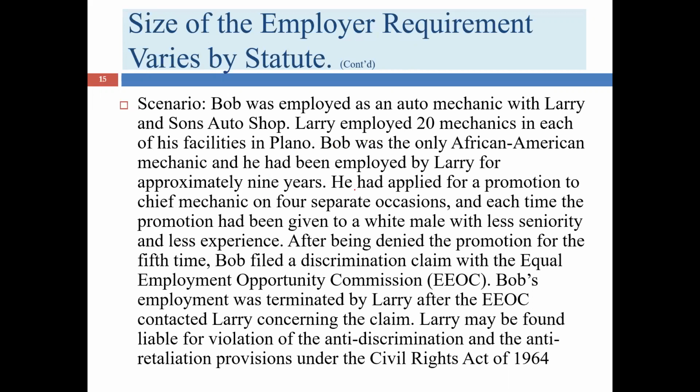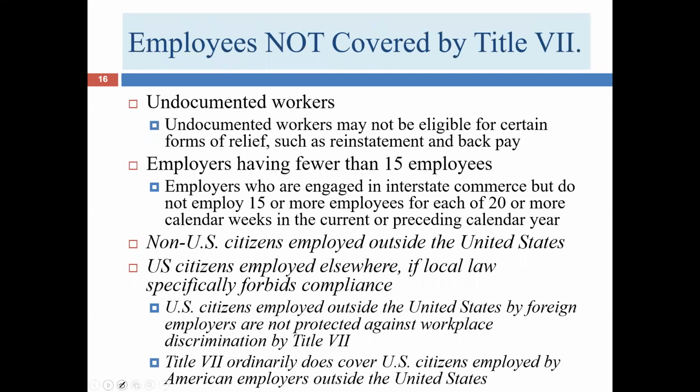He's applied for promotion, but every time a Caucasian man with less experience has been promoted. So Bob finally has had enough of this, and he files a charge of discrimination. He's fired after he files this charge. So under those circumstances, the owner of the business, Larry, can be found liable for discrimination under Title VII because, again, more than 15 employees, and also because of the retaliation. So it's discrimination and retaliation in these circumstances.